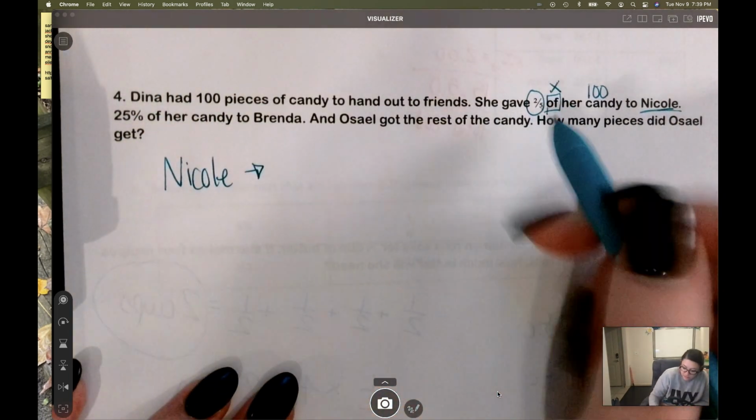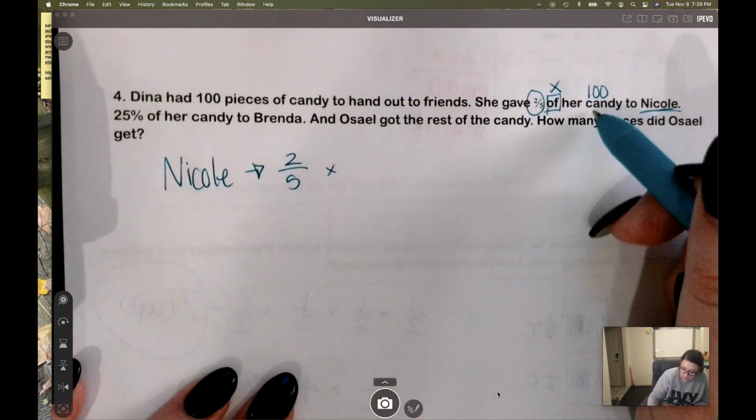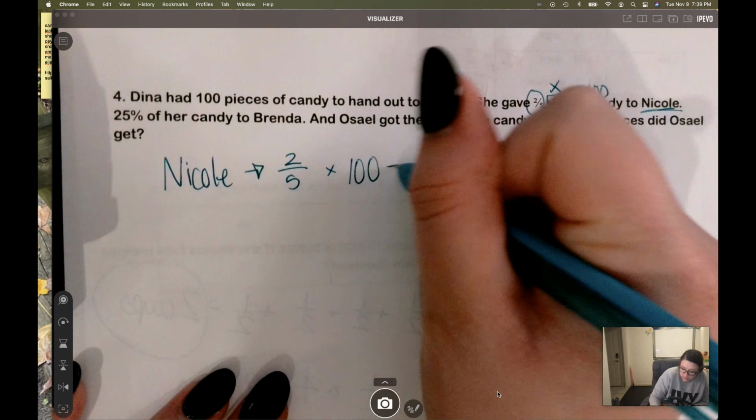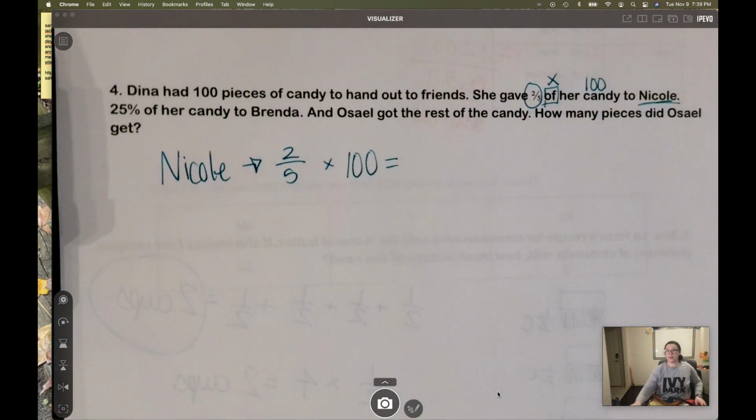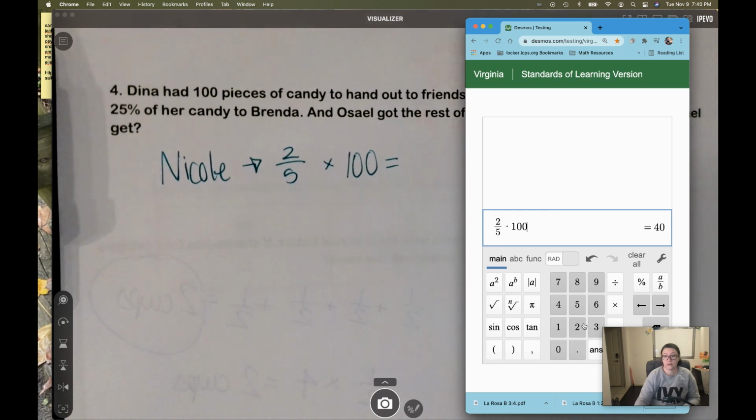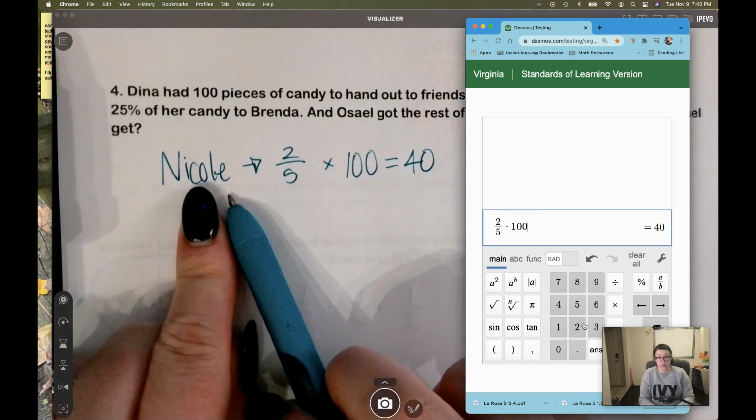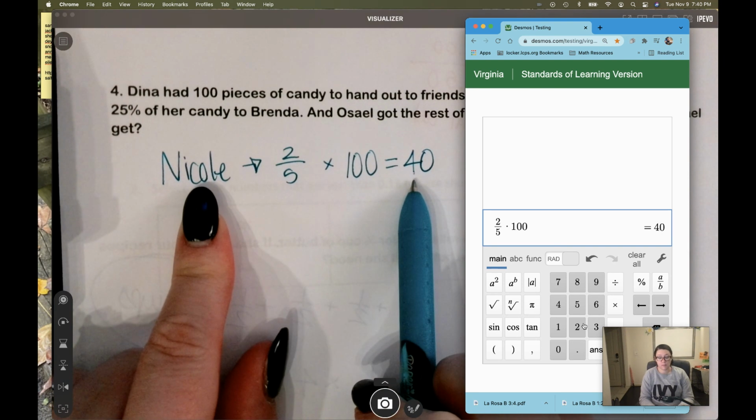Nicole gets 2/5 of, and of means multiply, her candy, 100 pieces. So let's throw this in our calculator to see how much candy Nicole's going to get. If I do my fraction, my 2/5 times 100, I get 40. So that means that Nicole's going to get 40 pieces.